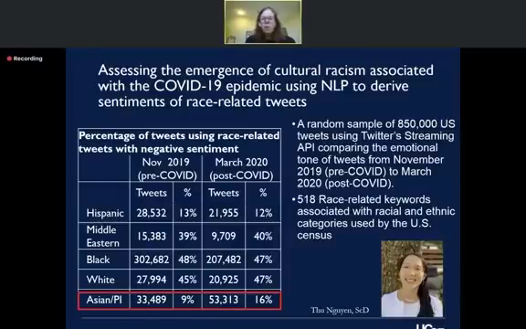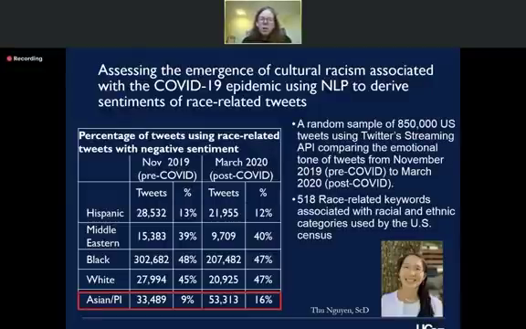The last project I want to talk about is led by Dr. Tu Nguyen, an assistant professor in the Department of Family and Community Medicine and a social epidemiologist. This was built into an ongoing project she has to understand trends and geographic patterns in racism and stigma. She was concerned that as COVID emerged, there would be a spike in anti-Asian racism and stigma if people associated the virus with China.